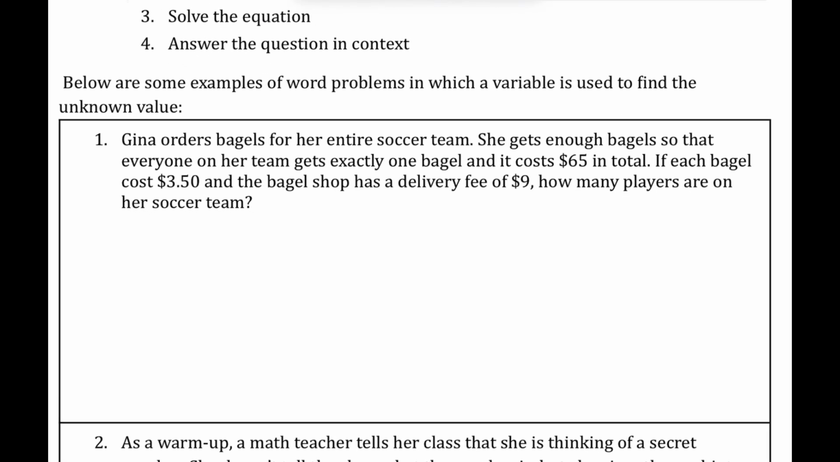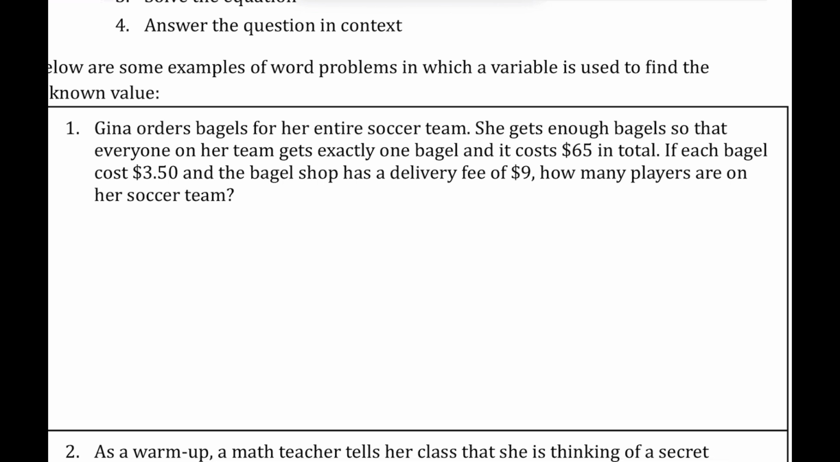So this first example, we're looking at Gina. She orders bagels for her soccer team. She gets enough bagels so that everyone on the team can have exactly one, and it costs $65 total. Each bagel costs $3.50. The bagel shop has a delivery fee of $9, and what we want to know is how many players are on her soccer team. So that is our unknown value, the number of players on the soccer team. So that is what we are going to define our variable as. So we can use P to represent players. More specifically, P is representing the number of players on Gina's soccer team.